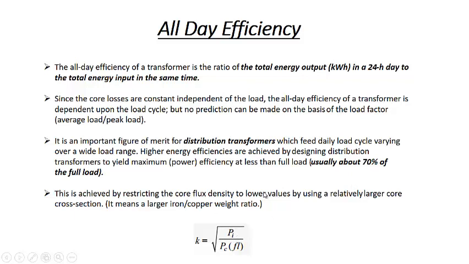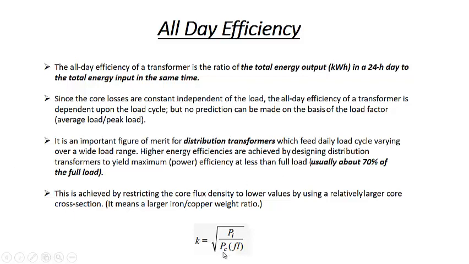So how to reduce this? We have to decrease the flux density. Sorry, we have to reduce the flux density, because this Pi is proportional to this flux density. So reducing the flux density means we are increasing the cross-sectional area of the core. When we increase the cross-sectional area of the core, we have to use more core, that is more iron.